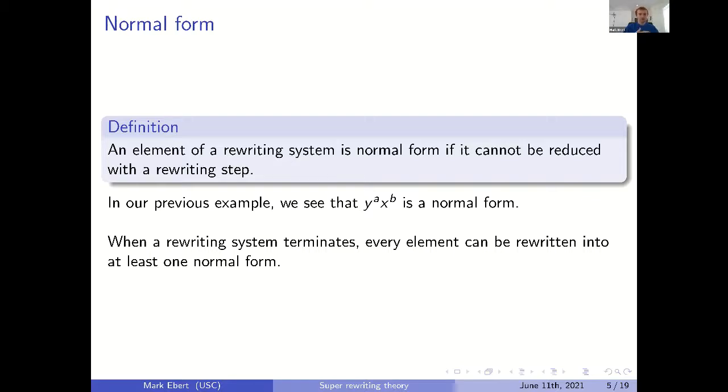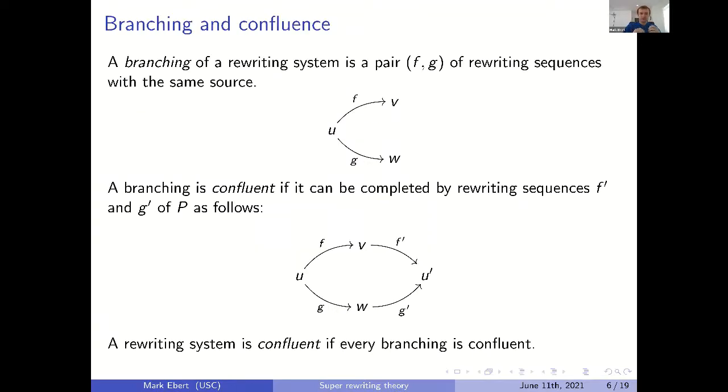Next, we'll talk about branching. A branching of a rewriting system is a pair of rewriting sequences that start at the same element. A branching is confluent if there exist rewriting sequences f' and g' such that if we apply f' to the top branch and g' to the bottom branch, we reach the same element. And a rewriting system is confluent if every branching is confluent.